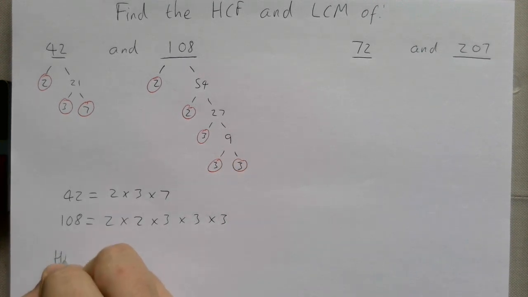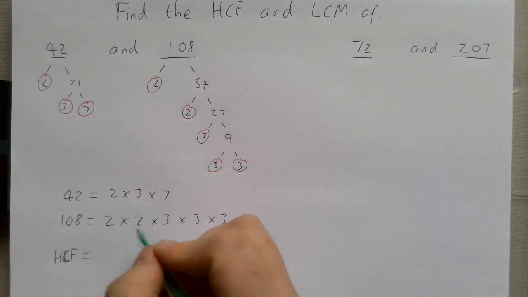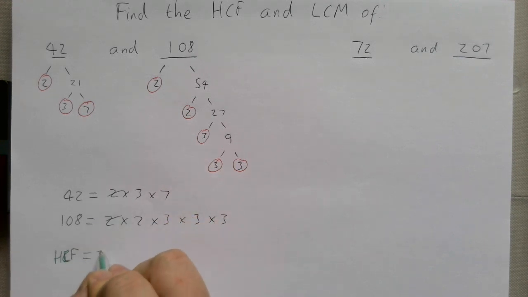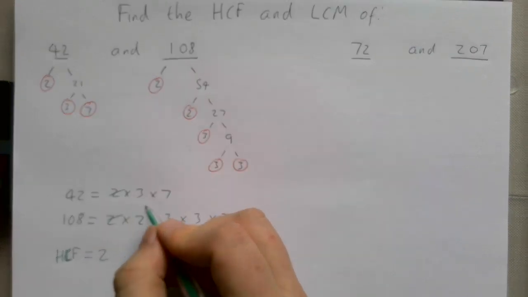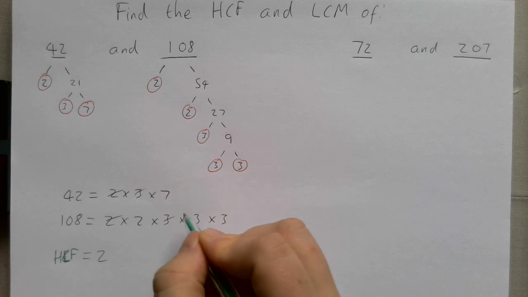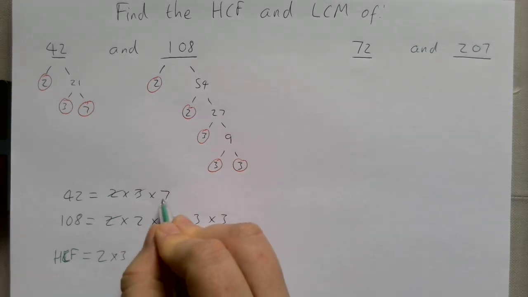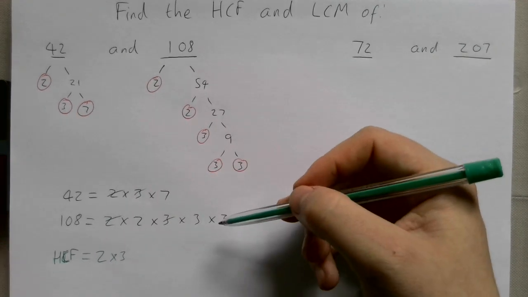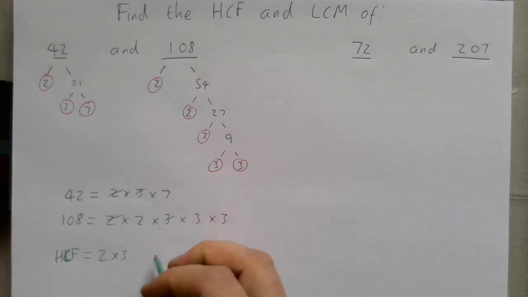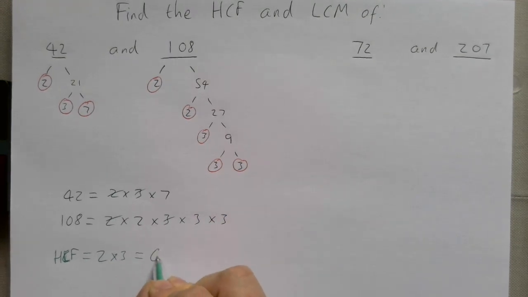So our highest common factor, we've got a 2 in 42 and a 2 in 108. We've got a 3 in 42 and a 3 in 108. And we've got a 7 in 42, but we don't have 1 in 108. So that's our highest common factor sorted. We've just got to do 2 times 3, which is 6.